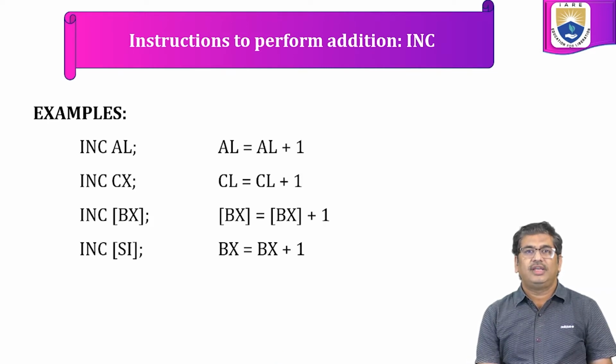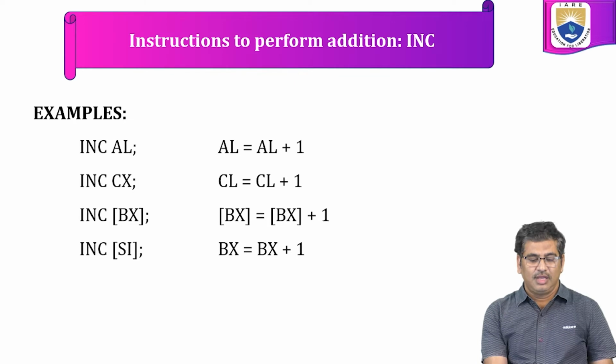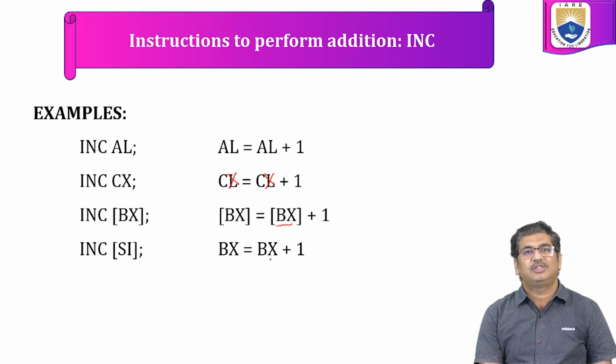The examples related to the INC instruction are INC AL. The AL register contents will be incremented by 1, and the result will be stored in the AL register. INC CX. Here the operand size is 16-bit. The CX register contents will be added with 1, and the result will be stored in the CX register. INC [BX]. Here the contents of the memory location whose address is specified in the BX register will be added with 1, and the result will be stored into the same memory location.